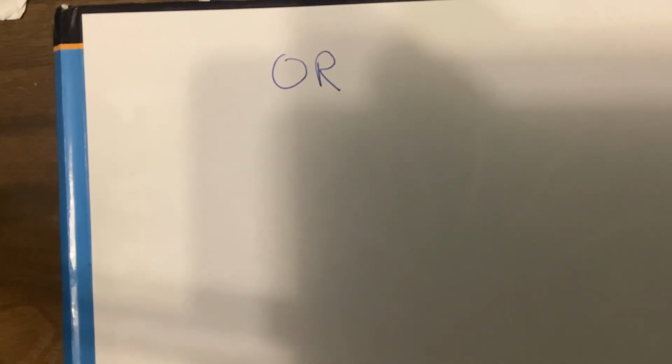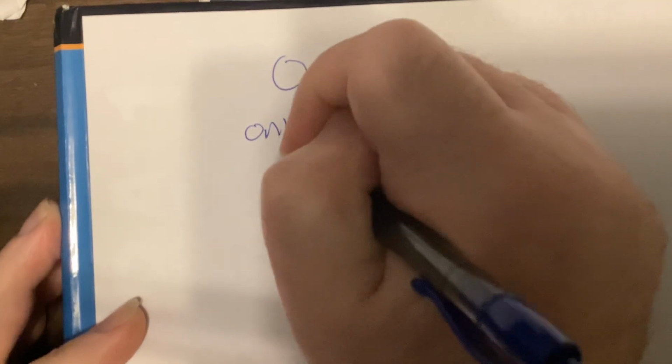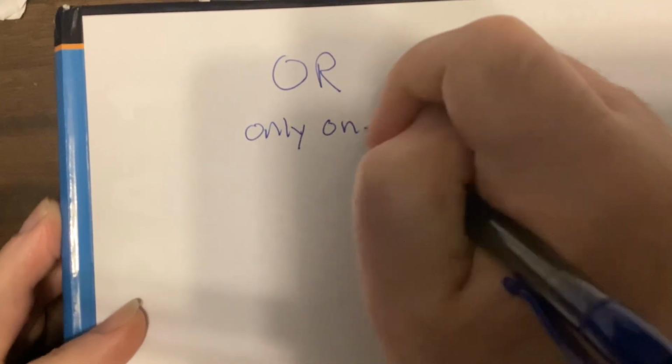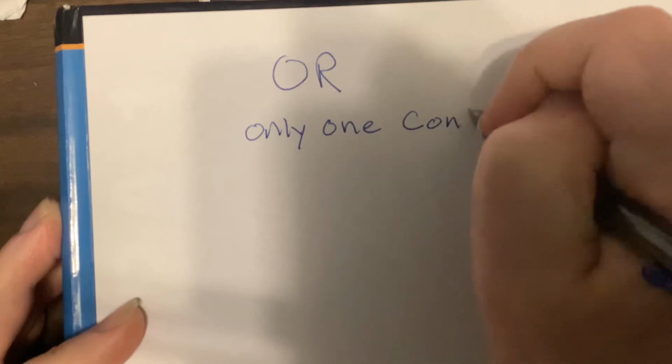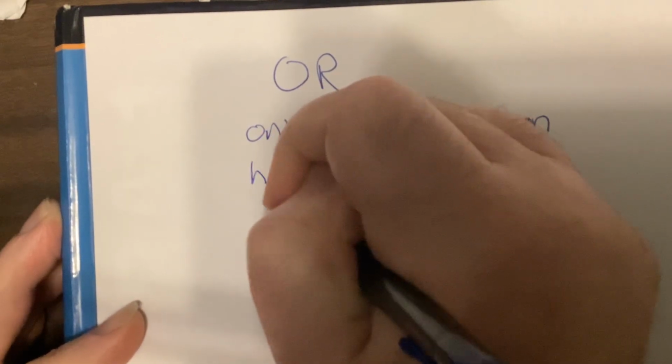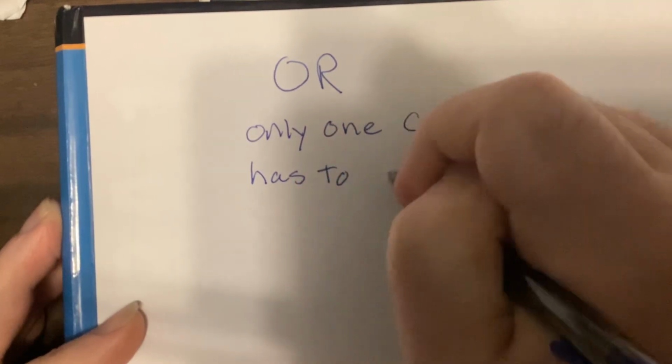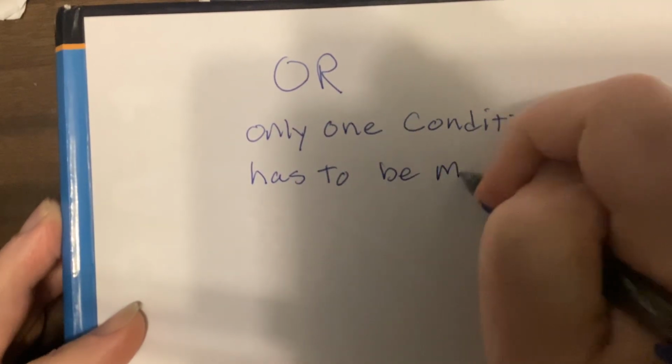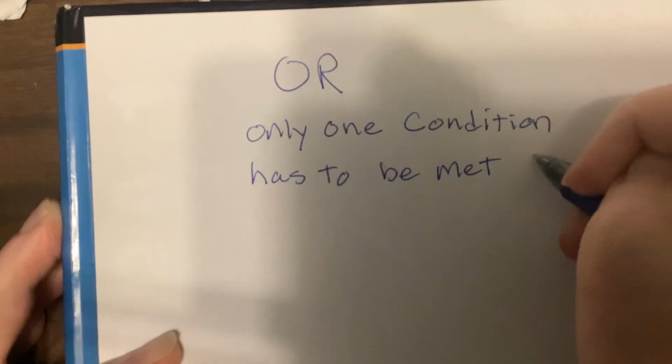I don't know if that's good or not. So, we're going to combine inequalities with the word "or." Or means you have a choice. Only one condition has to be met for the statement to be true.